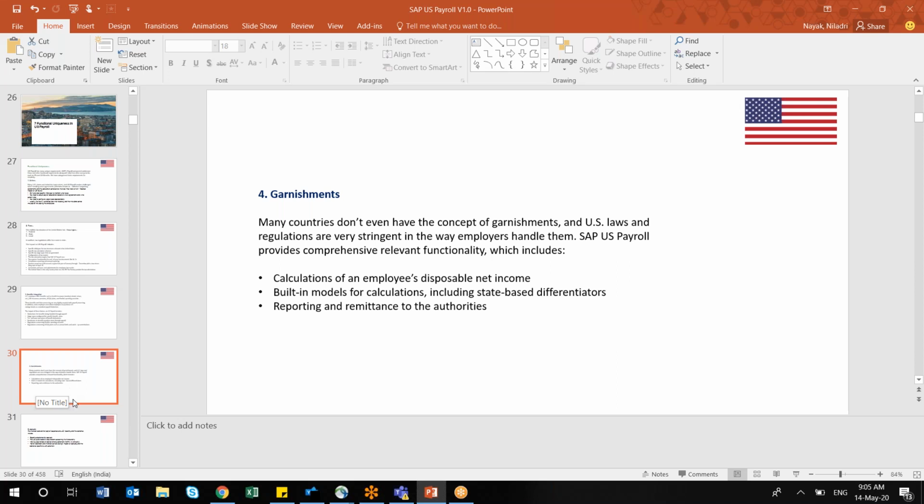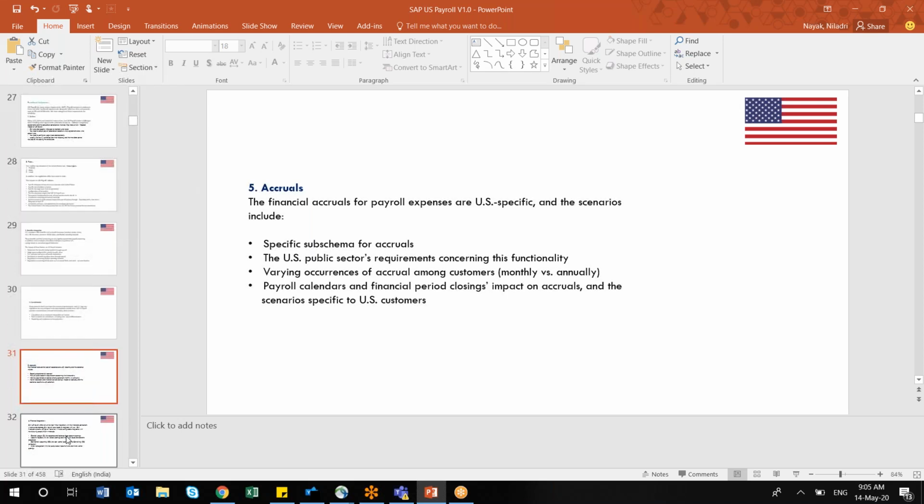So in that way, garnishment is a very interesting topic specific to US payroll. It is very stringent compared to the way employers handle them elsewhere. We'll be seeing the ins and outs of garnishment also. Garnishment tags are a very specific thing. And accrual is not very unique, but there are some specific sub schema.